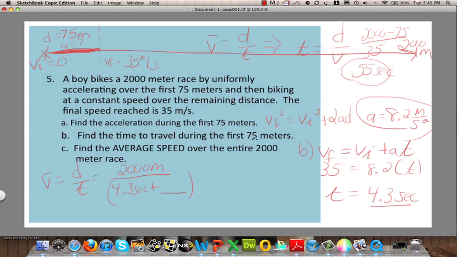So I can come down to this equation, add 55 seconds to 4.3, which is 59.3, and divide 2,000 by that. My average velocity for the entire trip is 37 meters per second. There you have it.